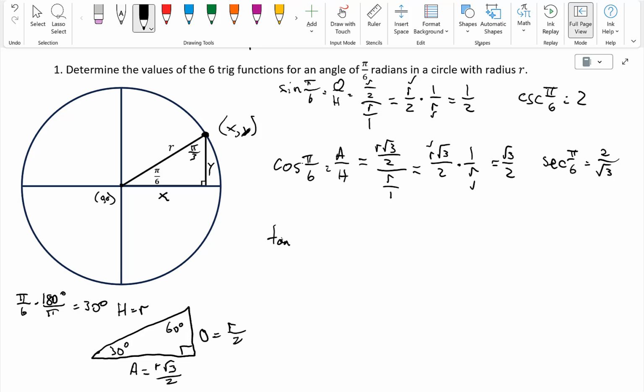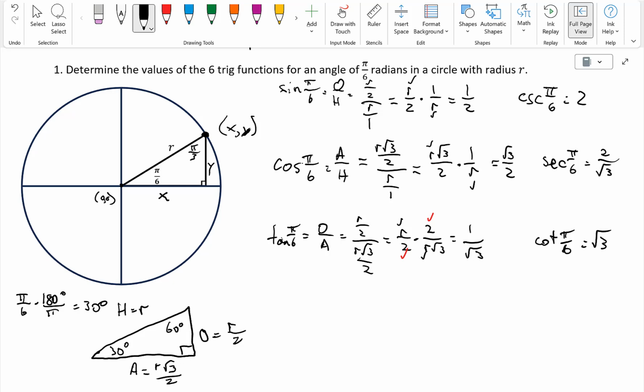And for tangent pi over 6, we've got opposite over adjacent for a r over 2 divided by r root 3 over 2, which gives us r over 2 times 2 over r root 3. We can see those r's still divide out, and now the 2's divide out as well, leaving us with just a 1 over square root of 3. And the reciprocal then for cotangent pi over 6 would become just the square root of 3.